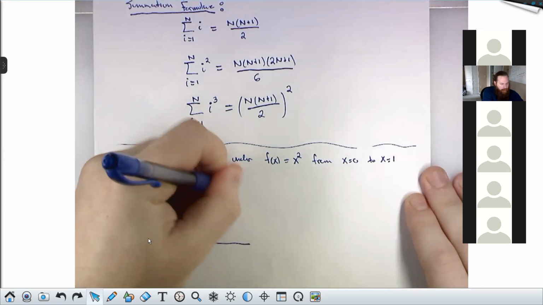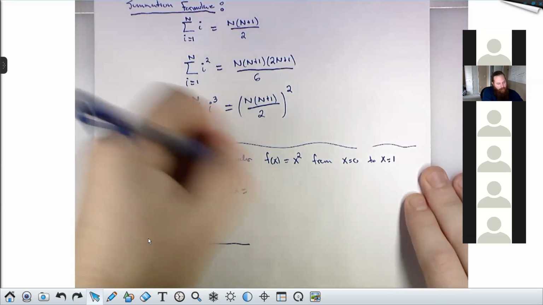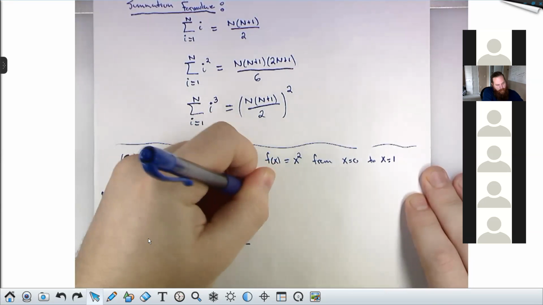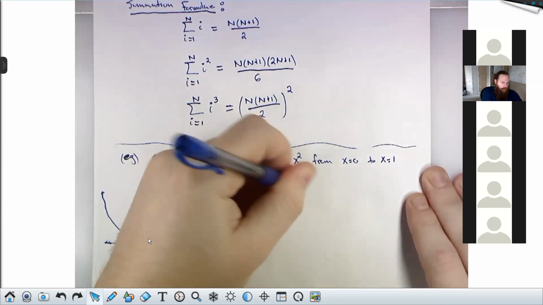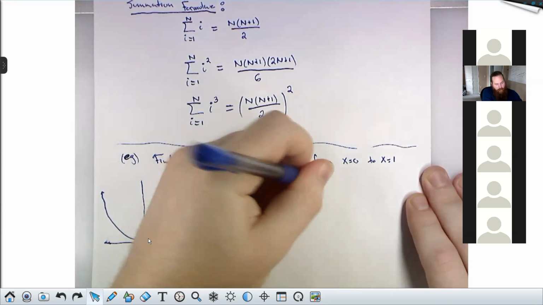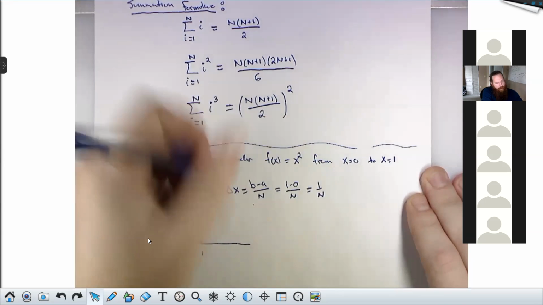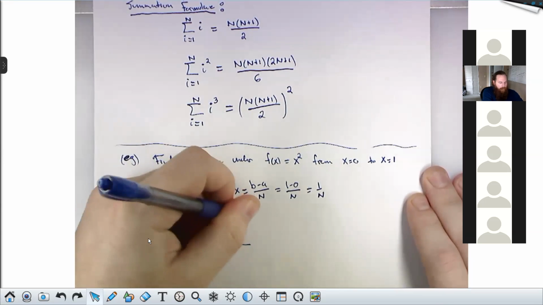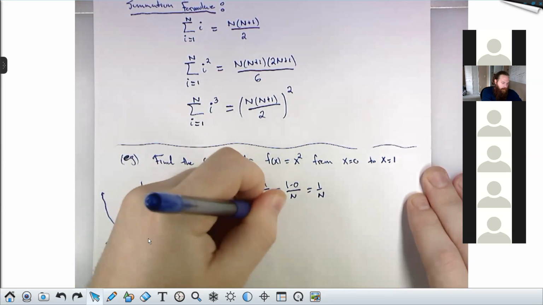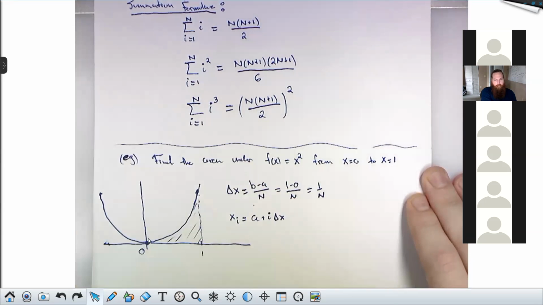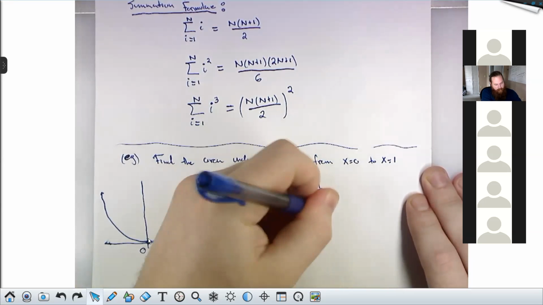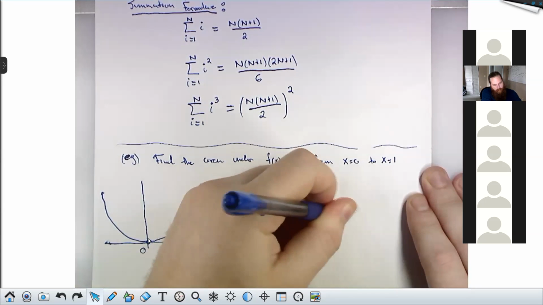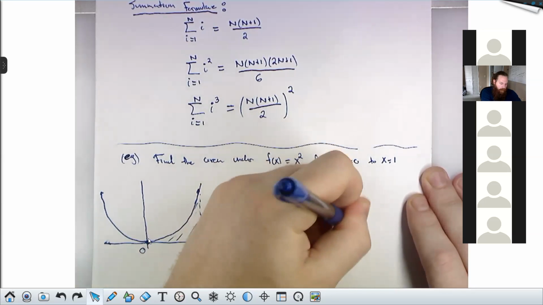So I calculate delta x. That's always b minus a over n. So that's 1 minus 0 over n, or just 1 over n. I calculate xi. That's always a plus i times delta x, which is 0 plus i times 1 over n, or just i over n.